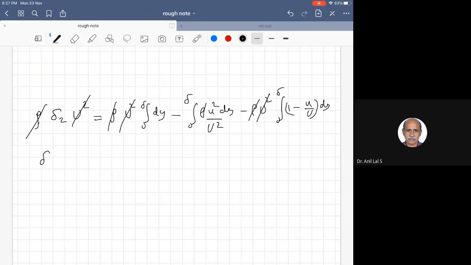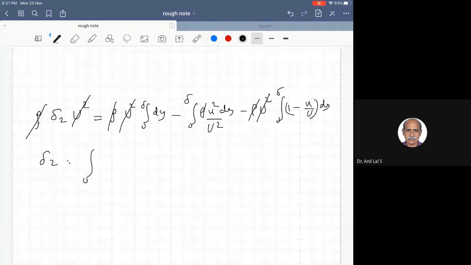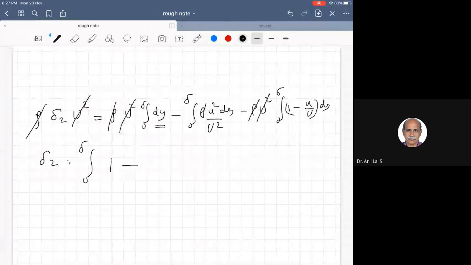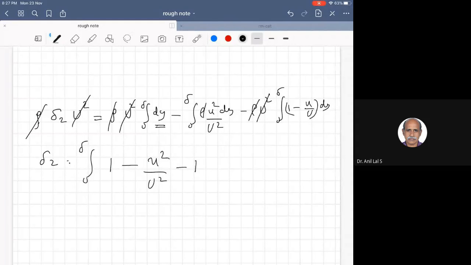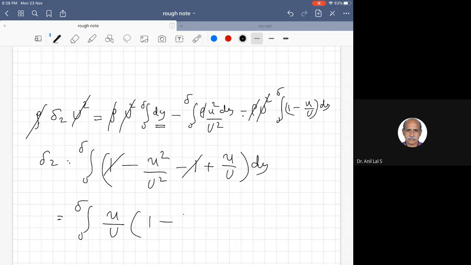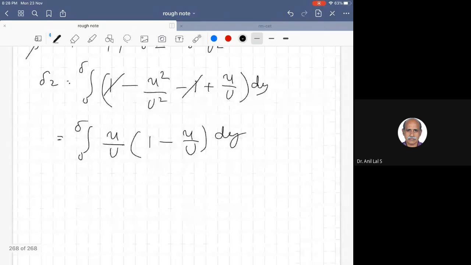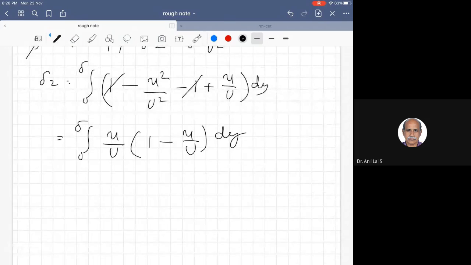So delta 2 is equal to integral 0 to delta, there's a dy, there's a 1 here, minus u squared by capital U squared. Then there's a minus 1 over here, minus plus u by U, the whole dy. This 1 and 1 cancel, so 0 to delta, u by U if we take outside, this is 1 minus u by capital U dy. And this is what is called momentum thickness. So delta 2 is called momentum thickness.